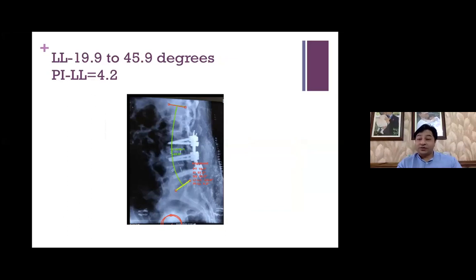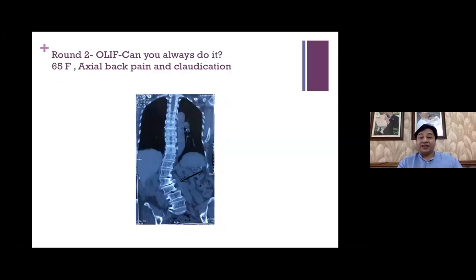The lumbar lordosis we could get from 19.9 degrees to 45.9 degrees, and the PI-LL mismatch, we could bring down to 4.2 degrees. So MIS TLIF remains the workhorse, and no matter what you throw at it, you can do almost everything with it. Round two, let's talk about: can you always do an OLIF in all the cases, even in indicated cases, can you always do it?